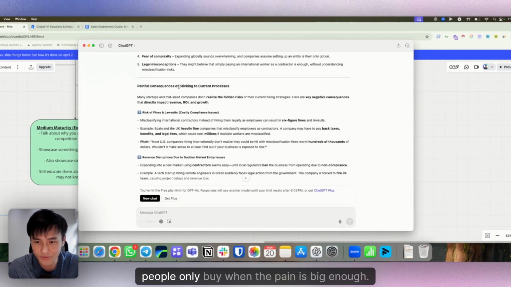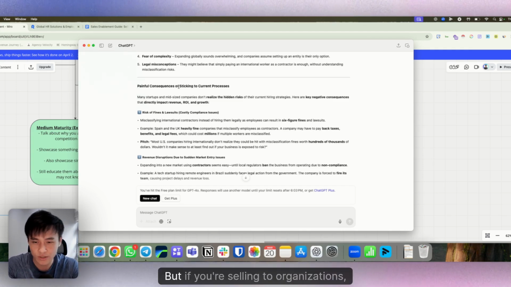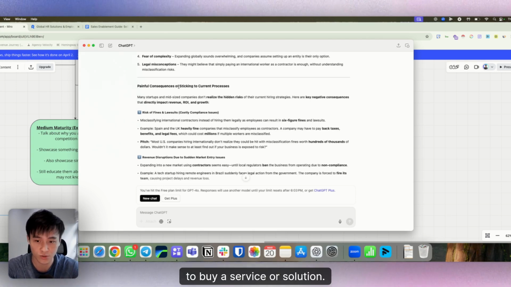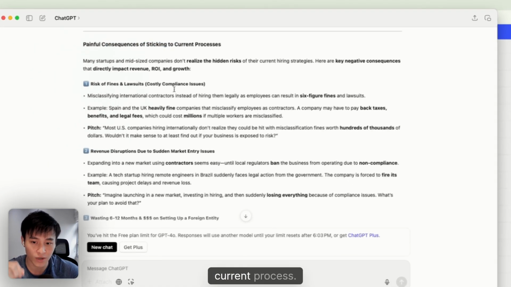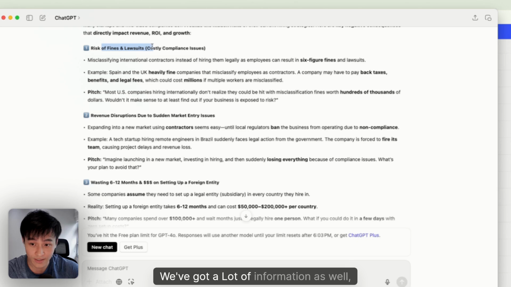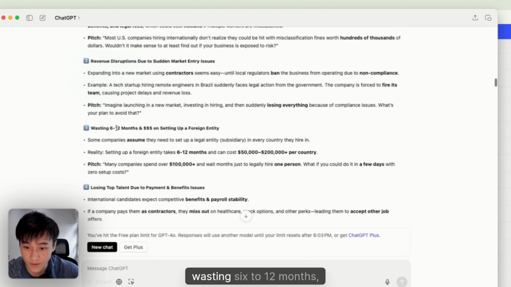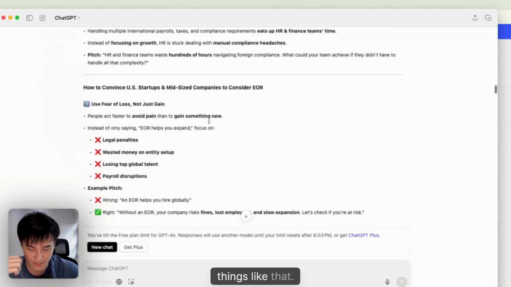Because again, people only buy when the pain is big enough. People may not necessarily buy if they like you. Yes, maybe if it's cheap, sure. But if you're selling to organizations, they need to be able to justify the cost of trying to buy your service or solution. So we are trying to understand, hey, what are the painful consequences if they stick to the current process? We've got a lot of information as well. Risk of fines and lawsuits, revenue disruption, wasting 6 to 12 months, losing top talents, productivity loss, things like that.